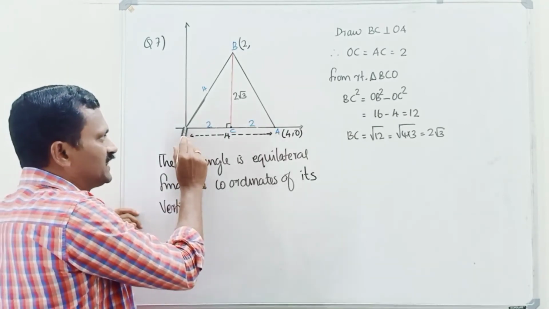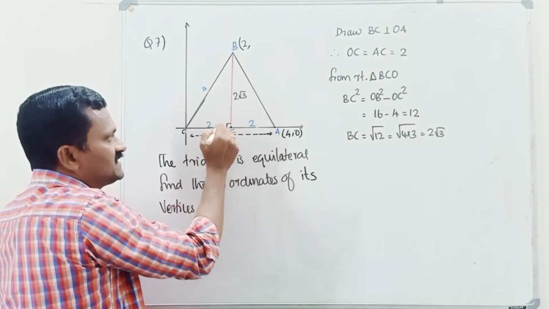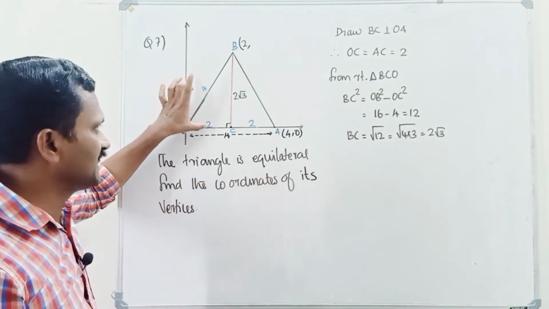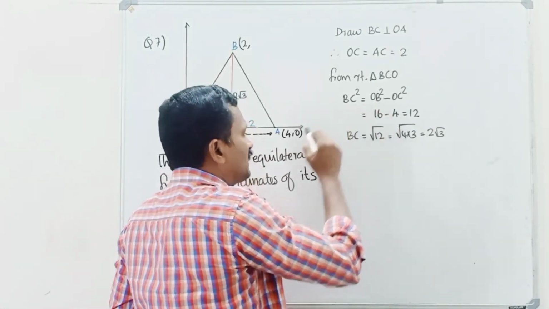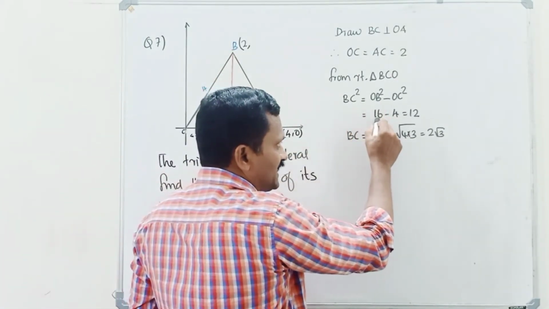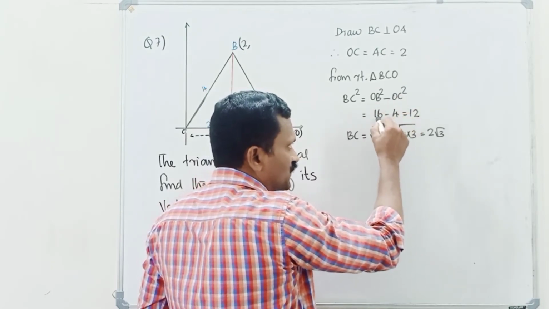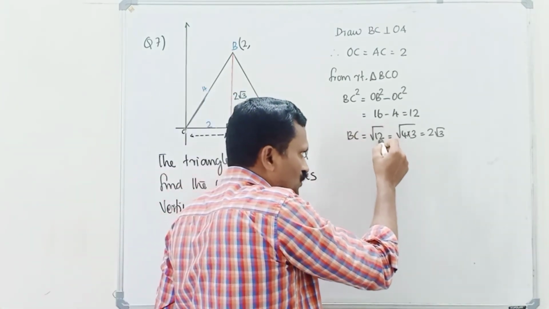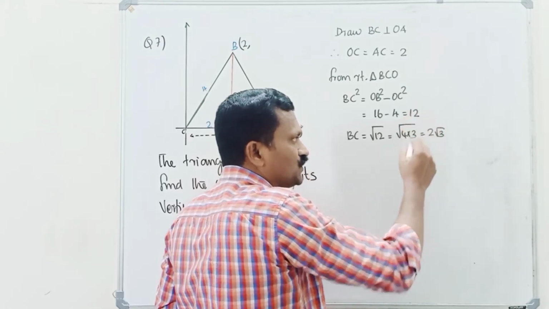For this, first we consider the right triangle OCB, or BCO. From right triangle BCO, 2 sides are given. Then by using Pythagoras theorem, BC square equals OB square minus OC square. OB is 4, then OB square is 16, OC is 2, 2 square is 4, 16 minus 4 becomes 12. Then BC equals root 12, that's equal to root 4 into 3, which is 2 root 3.